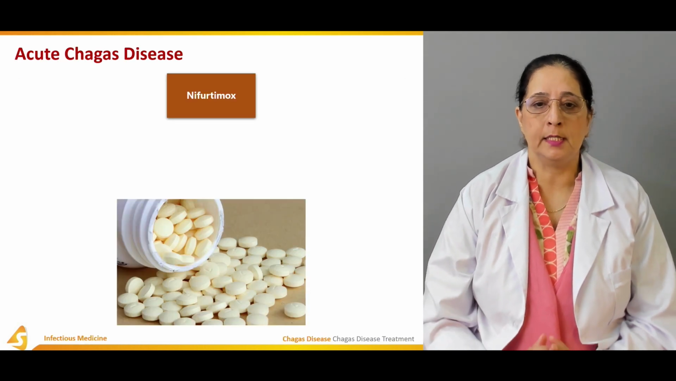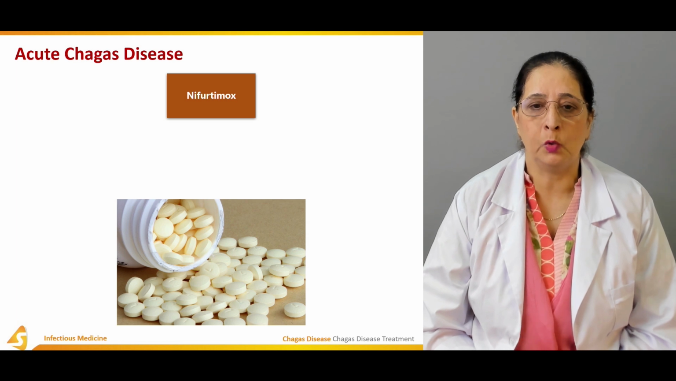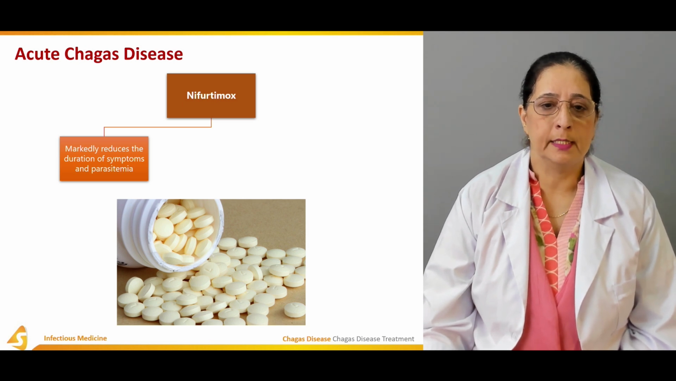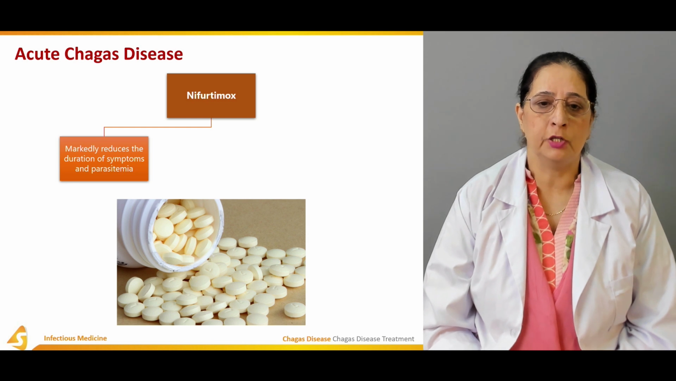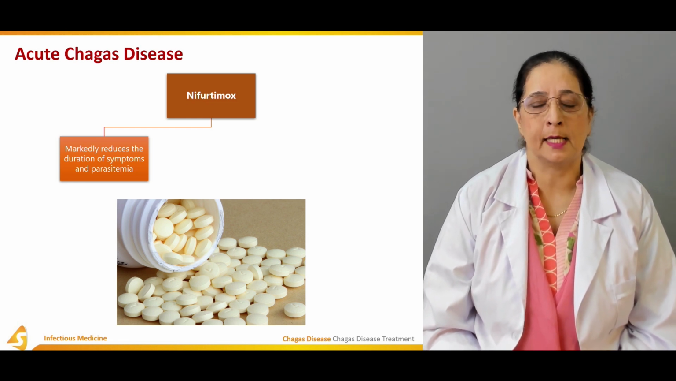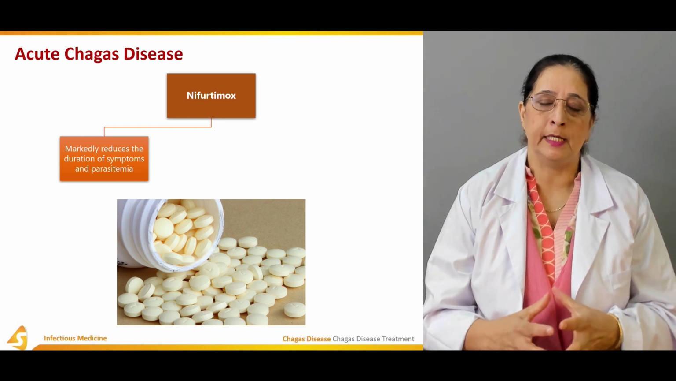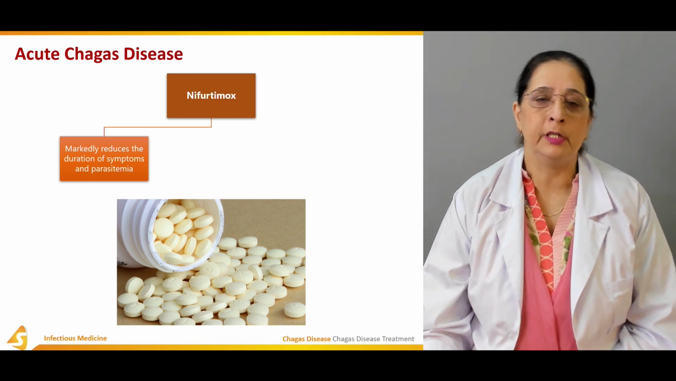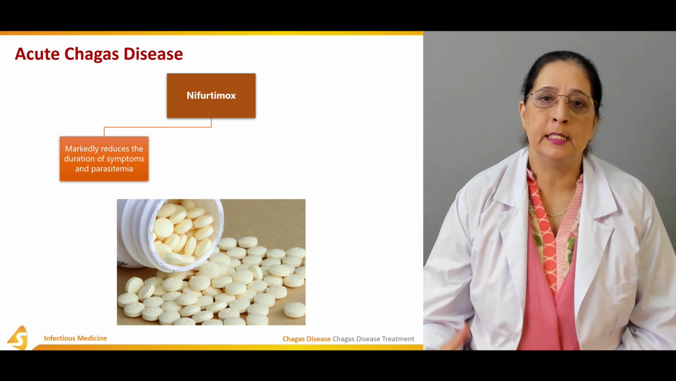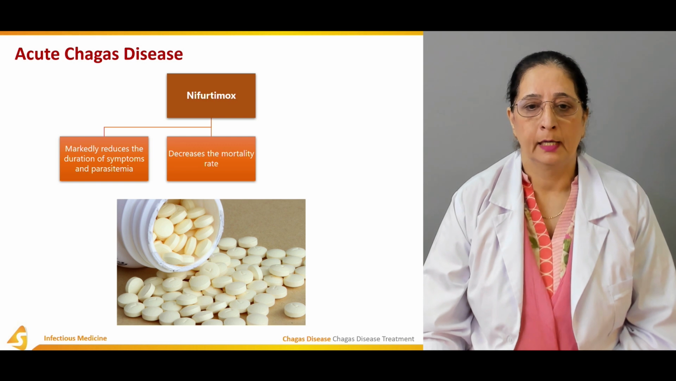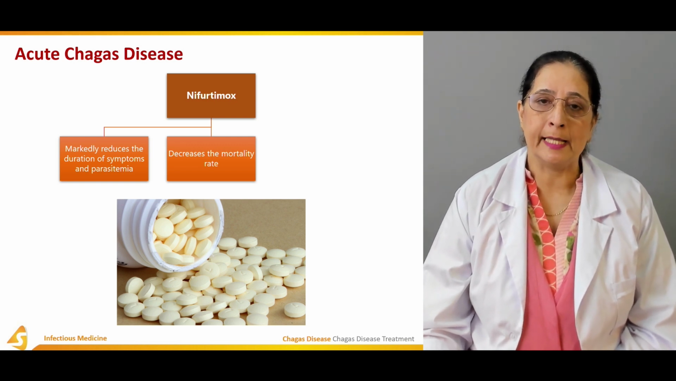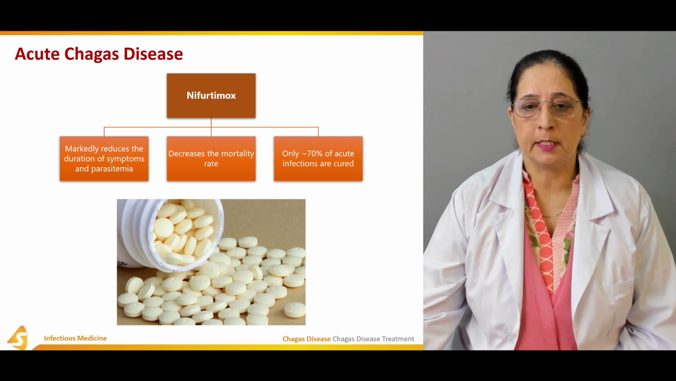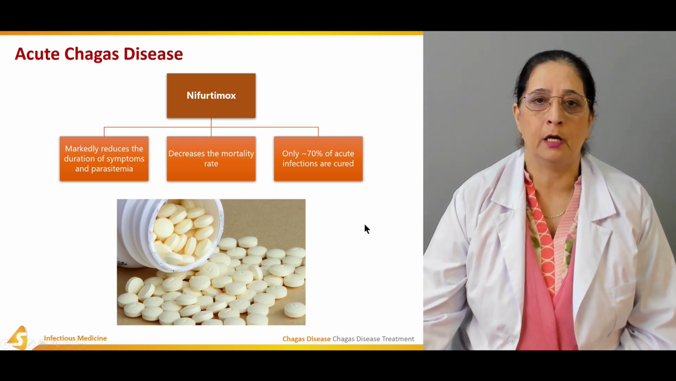So acute Chagas disease is treated by the drug known as nifurtimox. Nifurtimox markedly reduces the duration of symptoms and parasitemia. So the duration of symptoms in the acute phase is reduced by nifurtimox, and it also decreases the parasitemia, or the spread of the parasites. It decreases the mortality rate; the death rate is also decreased by nifurtimox. Only 70% of acute infections are cured.